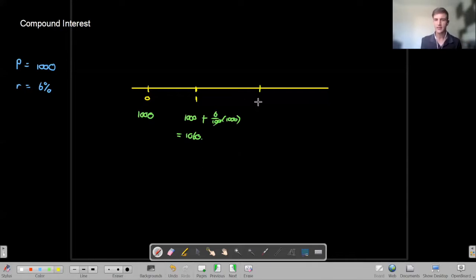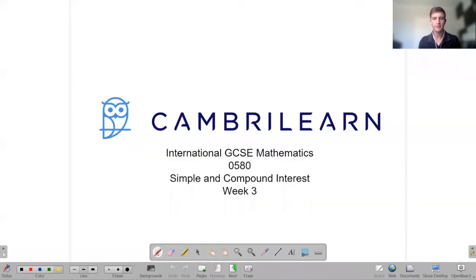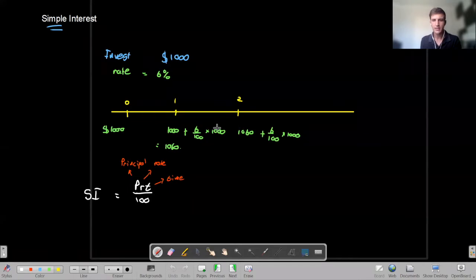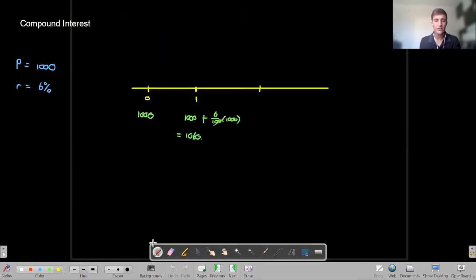Now in this second year, the amount of interest that I receive is calculated based off of the amount that I received the previous year. With simple interest, this interest was calculated from my original amount, so 6% of 1,000, 6% of 1,000, that's what I'm going to receive every single year. With compound interest, the amount after 2 years is going to be calculated according to this amount that I received. So now I'm going to be with the following.